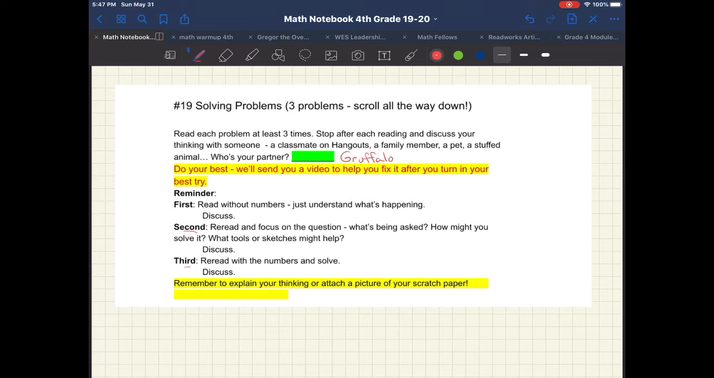Hello, here is your key for number 19. As you go back and check your work, make sure that you actually think about the problems. Don't just change the numbers. As usual, you should have your partner.